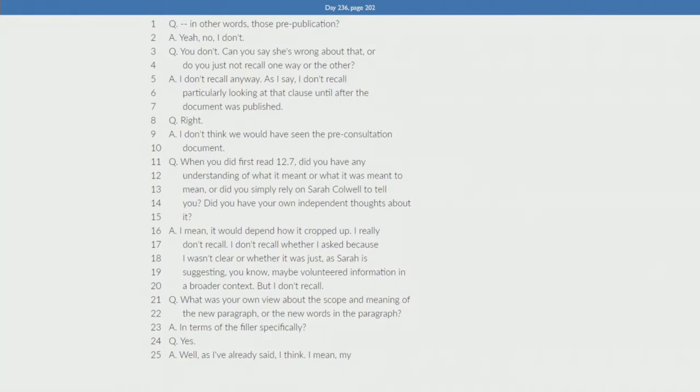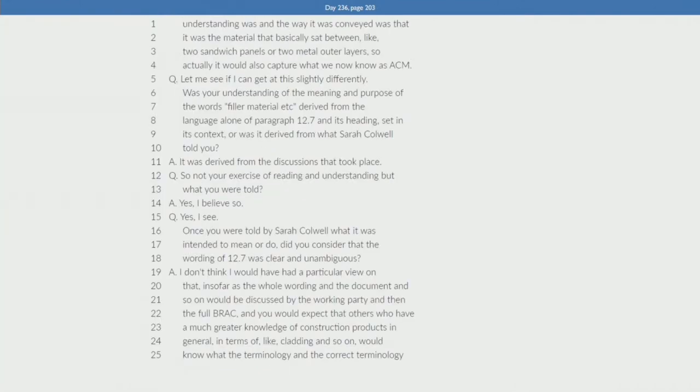This was 12.7, you'll recall. And at 25, you say, well, as I've already said, my understanding was, and the way it was conveyed was, that it was the material that basically sat between like two sandwich panels or two metal outer layers, so actually it would also capture what we now know as ACM. You see that? Yes.